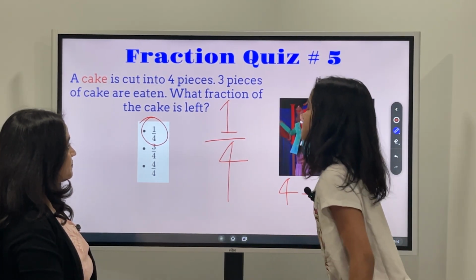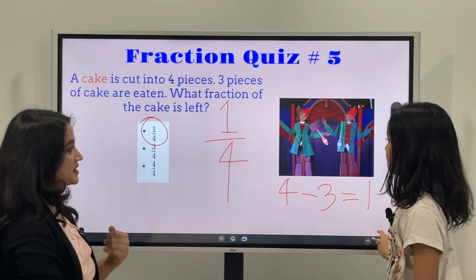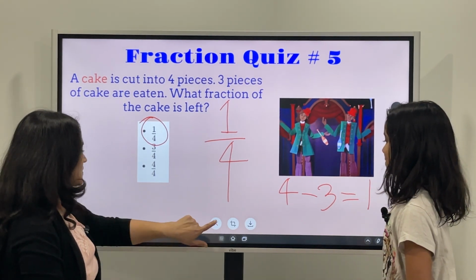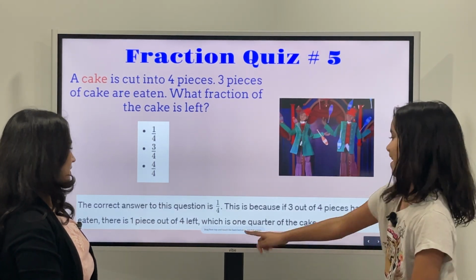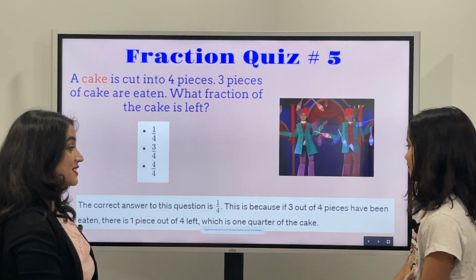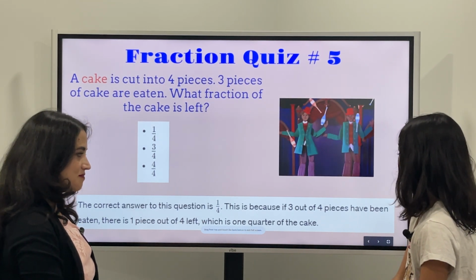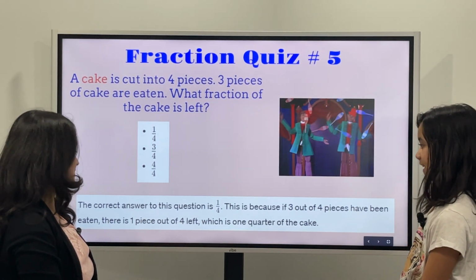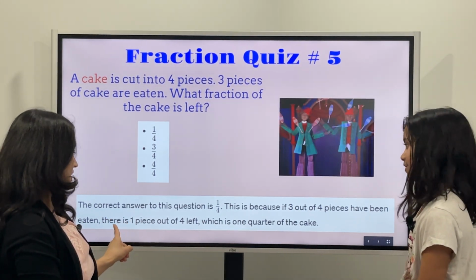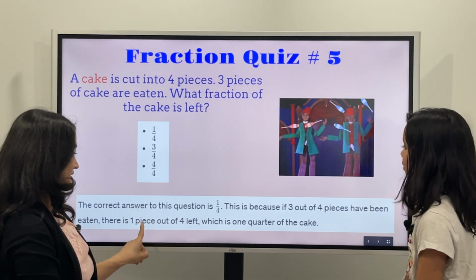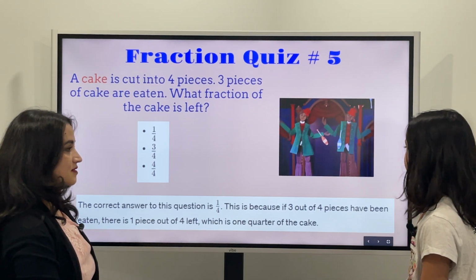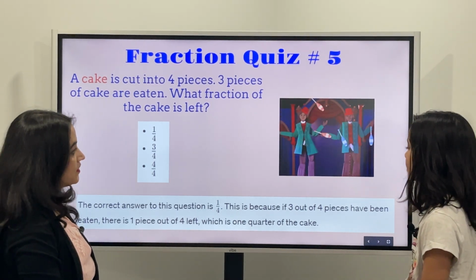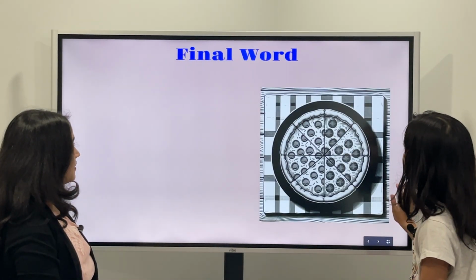Very good. Yeah, it's only 1 piece left, right? So let's see. Your answer is correct. Yay! Yeah. This is because 3 out of 4 pieces have been eaten. Yeah, and there is 1 piece out of 4 left, which is 1/4 of the cake. Yep, very good. Okay, let's go to the next.